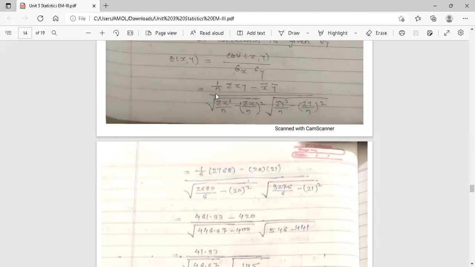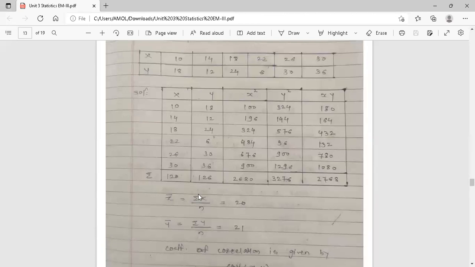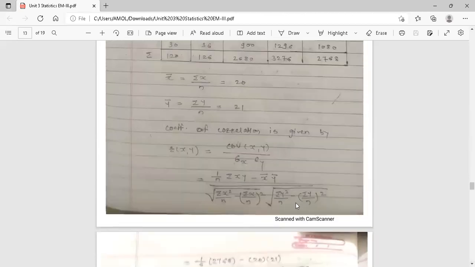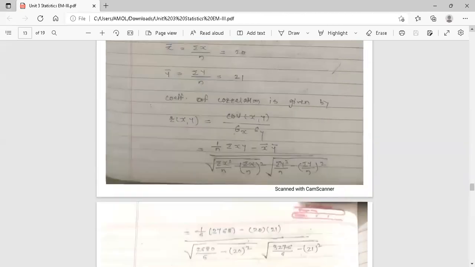Put all the values, 1 by n. N is 6. 6 entries are there. Then summation xy is here. You see the table. What is summation xy? Summation of xy is 2768. So you write here 2768 minus x bar y bar. X bar is 20 and y bar is 21. Arithmetic mean for x bar and y bar. Here x bar is 20, y bar is 21.